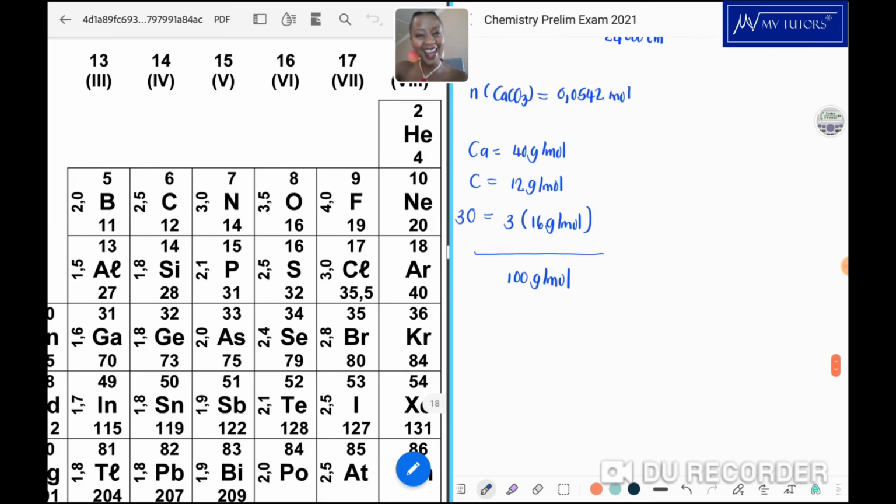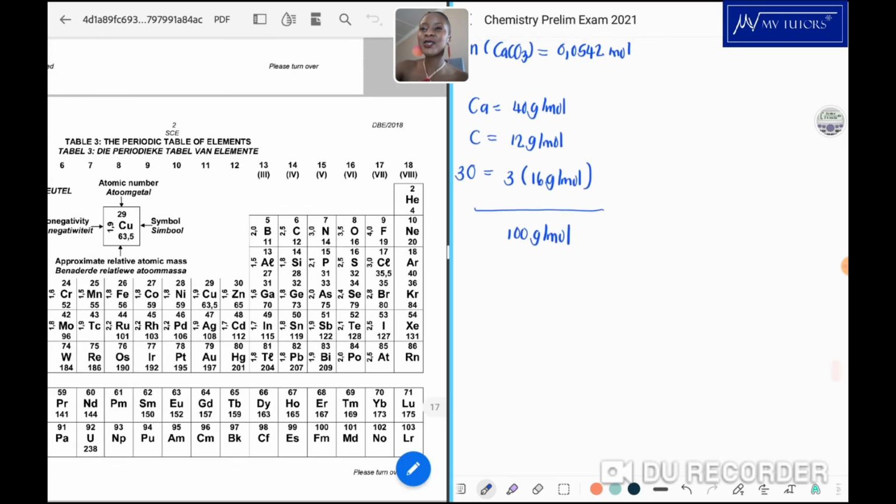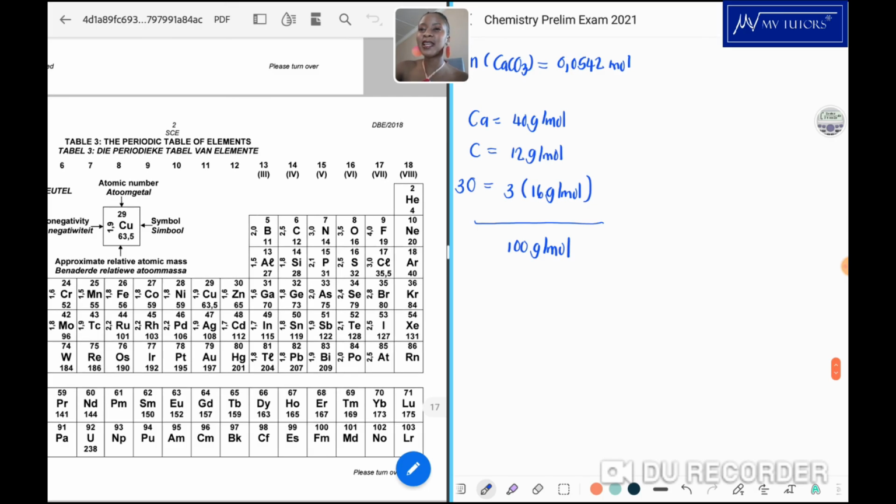Now we can get the mass of calcium carbonate, guys. We are almost there. So the mass of the pure calcium carbonate is going to use 100 grams per mole. I know you guys normally write it like this. I forgot.